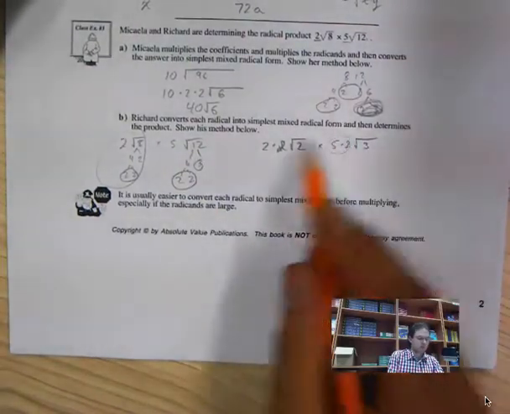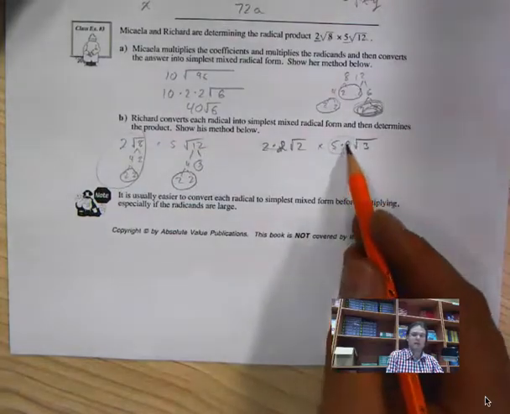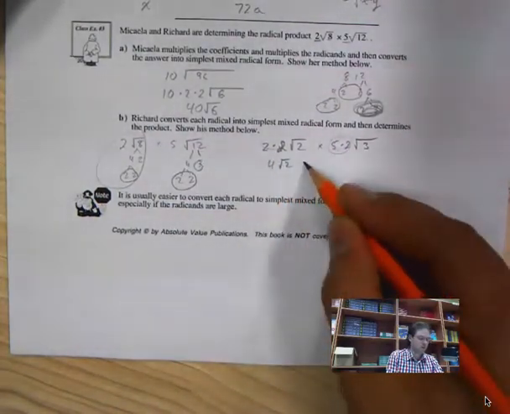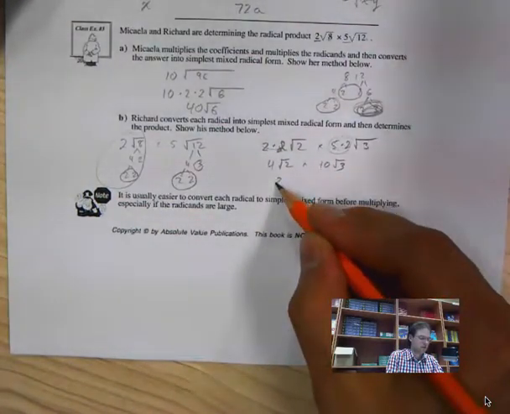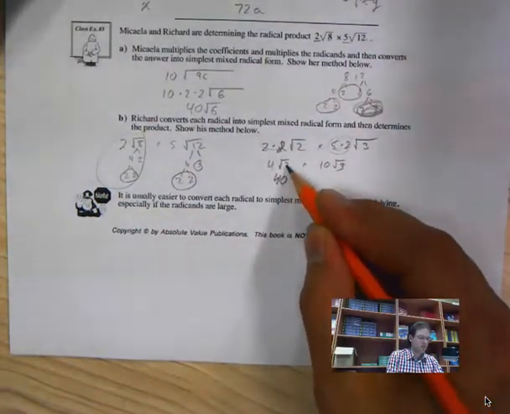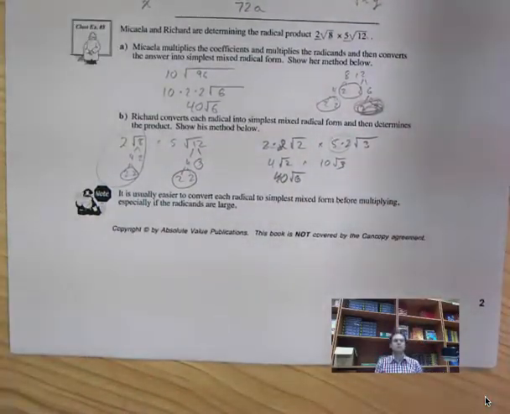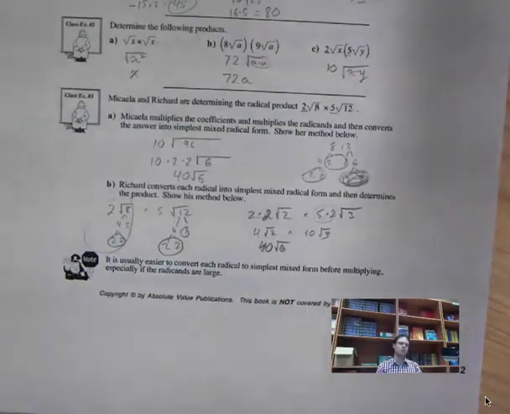So now let's multiply these together. This is 4 multiplied by 10, which gives me 40. Okay? Root 2 times root 3 is root 6. So we are left with that. And notice how they're the same answer? So there is more than one way of solving these.